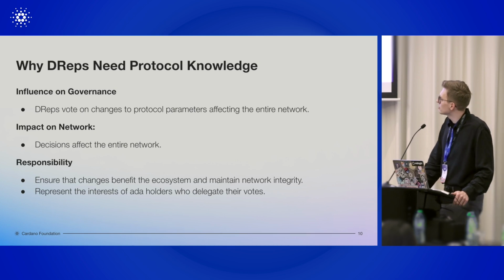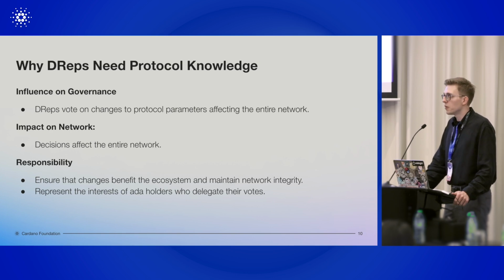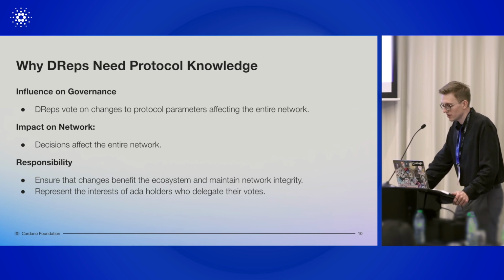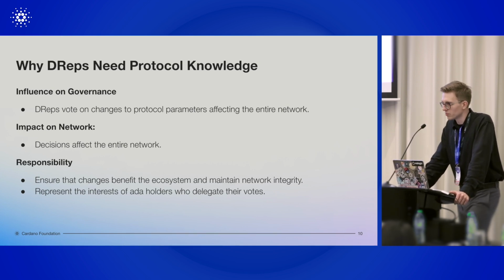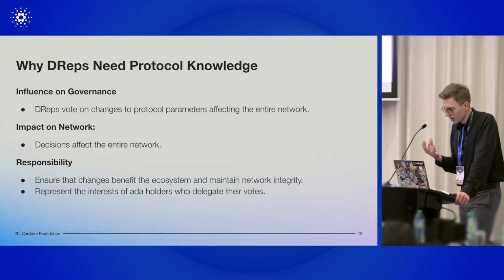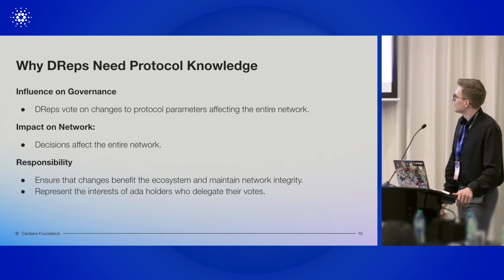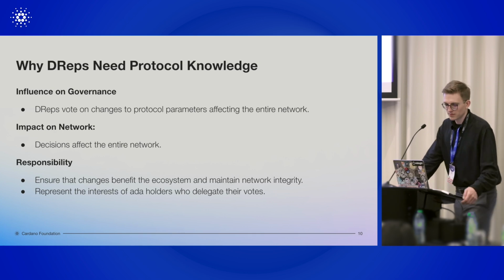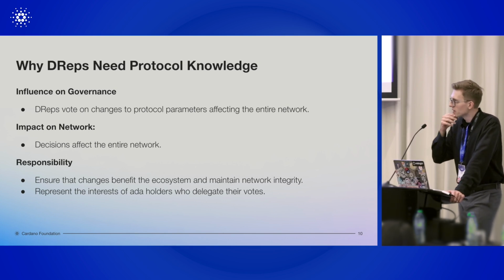And it's the responsibility of the DReps to ensure the changes of the parameters are benefiting the ecosystem, right? And not just one group or one entity, because the parameters affect us all as ecosystem participants. So they need to make sure that these changes are not destroying the network, basically. And then, of course, DReps represent their delegators. They make their own decisions, right? So a DRep makes up their mind and votes how they see fit, but they also need to consider the interests of their delegators, right?